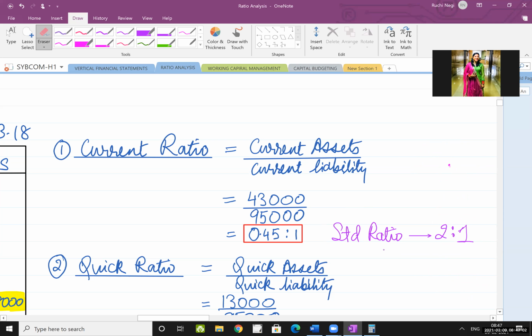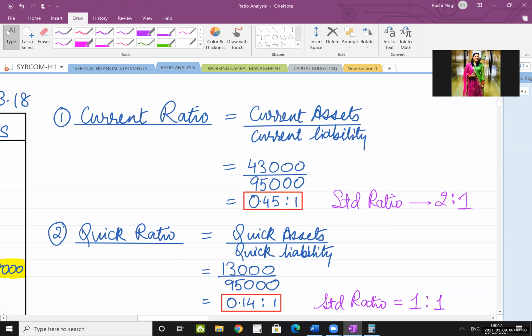Okay, so जैसे अभी इस कंपनी का करंट रेशियो कितना आया है 0.45 is to 1 obviously which is less than the standard ratio. So it gives an indication to the businessman that you need to have a check on your current assets and liability because this ratio has to be above this ratio, either equal to or above but not less than this ratio. Okay, so understood how current ratio is helpful to the businessman.